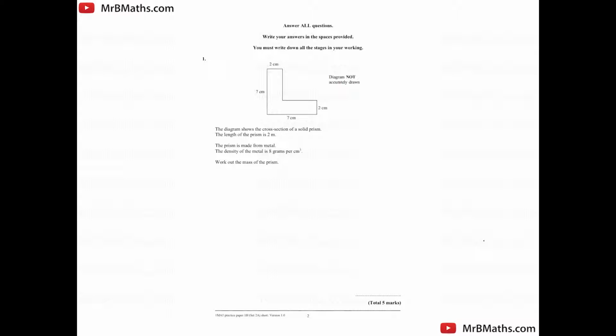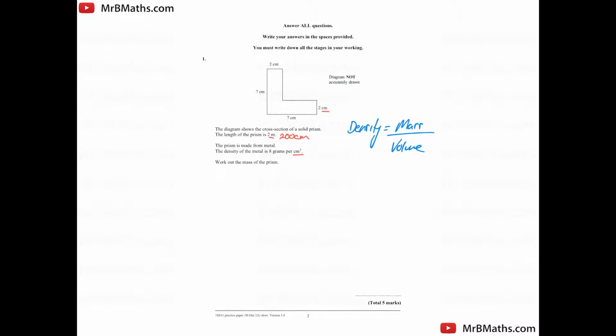So the first thing that should come into your head is the formula for density, which is density equals mass over volume. Now before we start plugging in numbers, you have to see that we have centimeters and meters and centimeters cubed. So we're going to need to convert them all to the same unit. The easiest way will be to convert this meter into centimeters. So 2 meters in centimeters would be 200 centimeters.